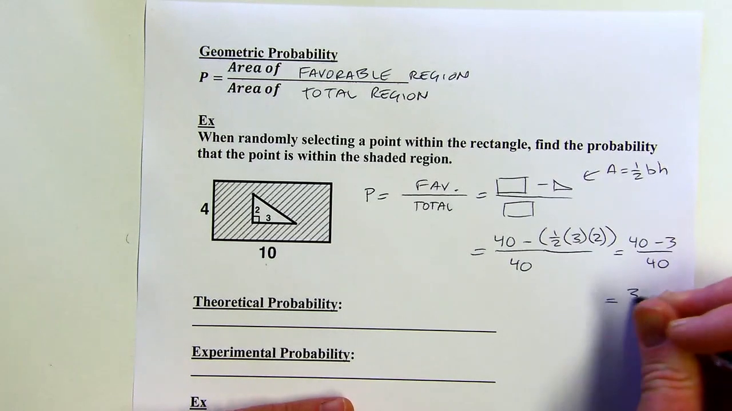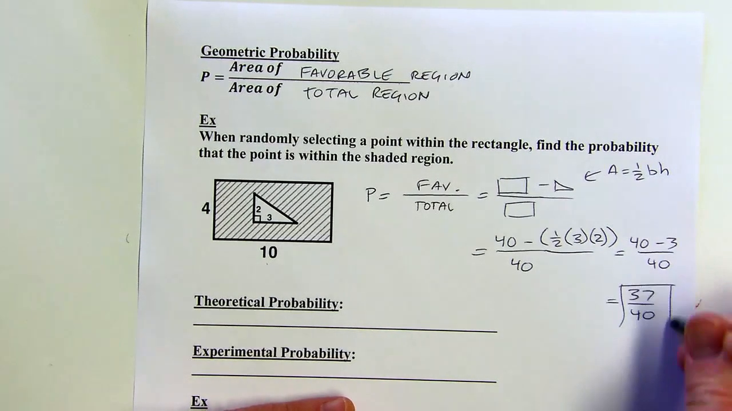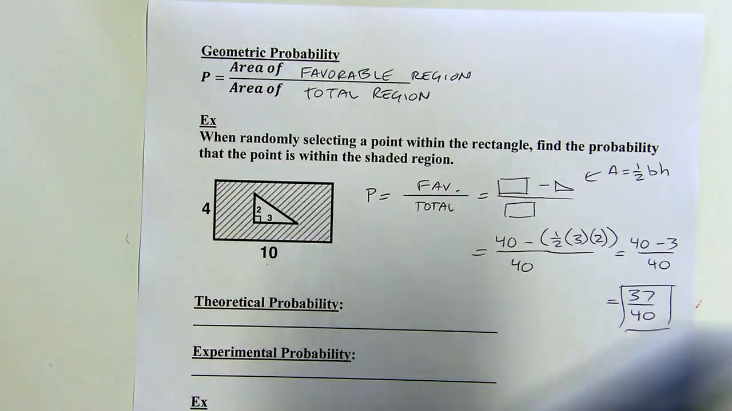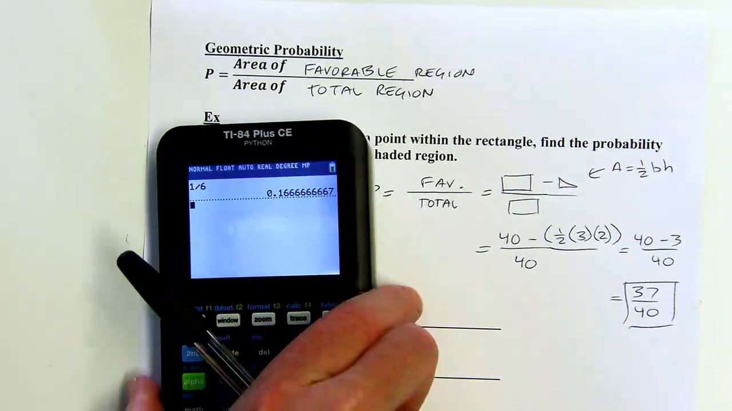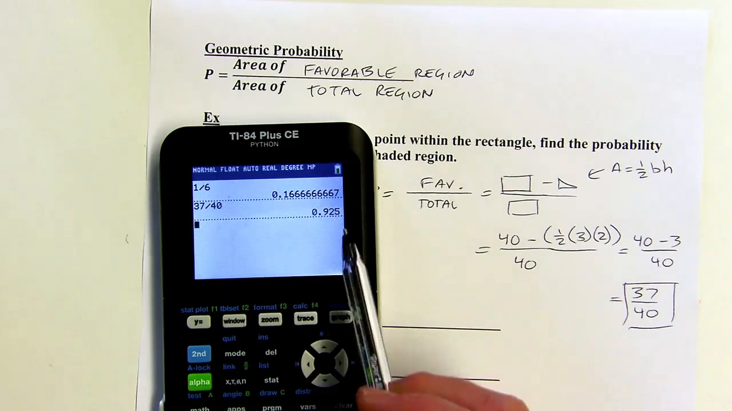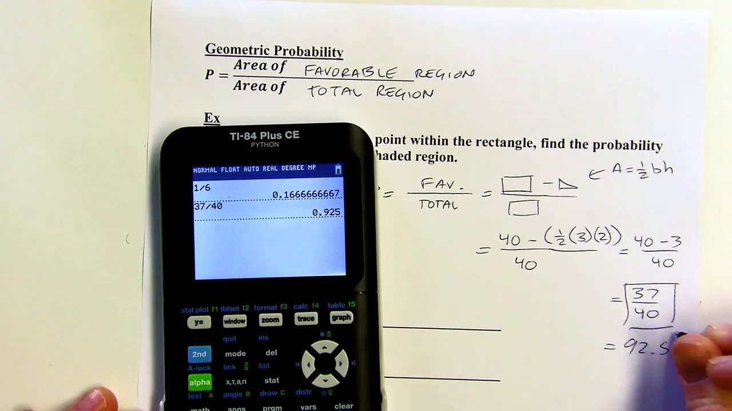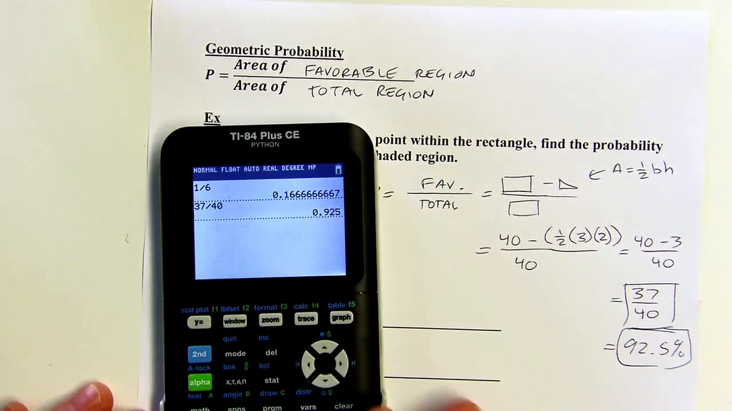All right, so then I've got 37 over 40. Okay, and that's reduced already. Or you could make that into a percentage. 37, I've got 37 out of 40 on a test. That'd be 92.5%. Either way is fine there. Okay. All right.